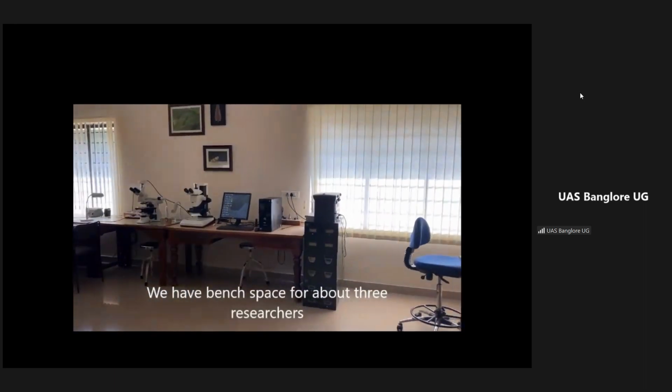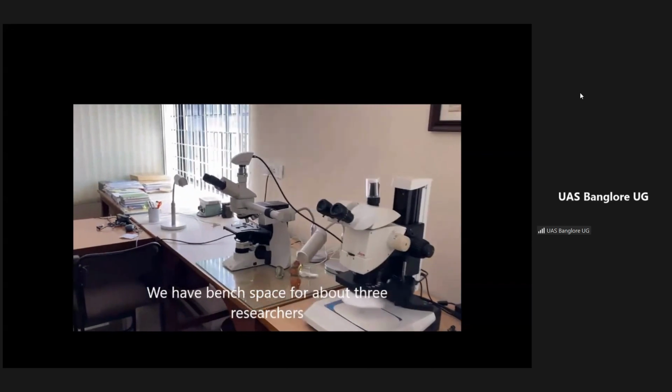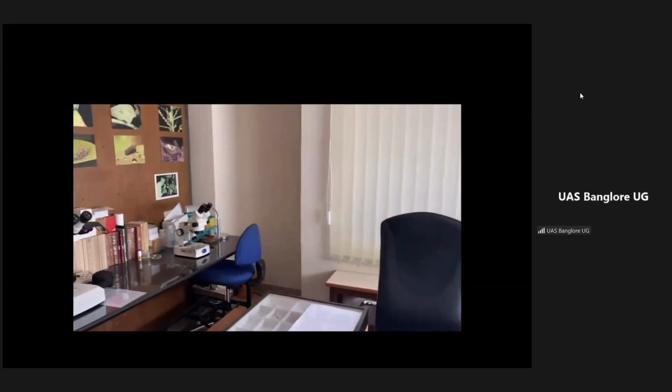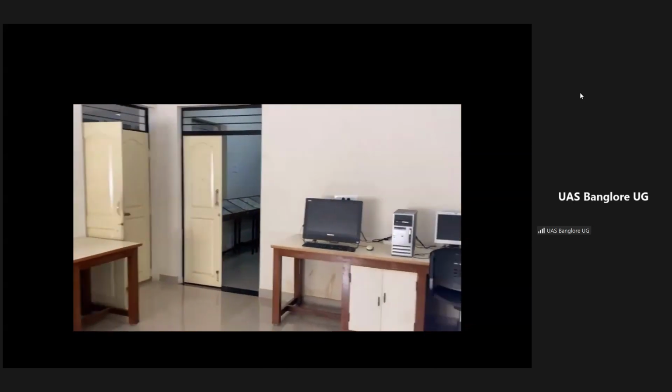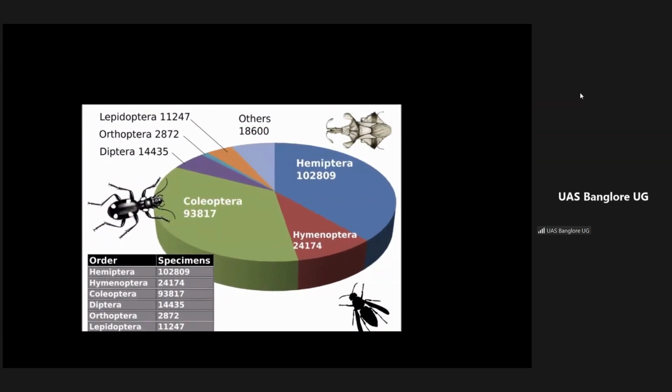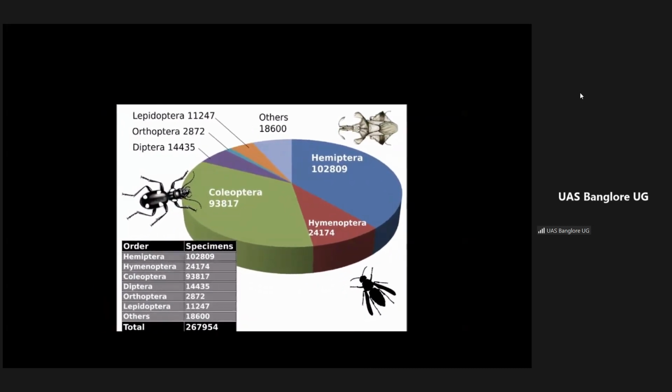So we do a lot of taxonomy, right? So we need microscopes. We have a high resolution microscope where we take images and make diagrams. Our collections primarily include insects of agricultural importance, and we had about 270,000 specimens housed in this collection. Now it is around 3.5 lakh specimens.